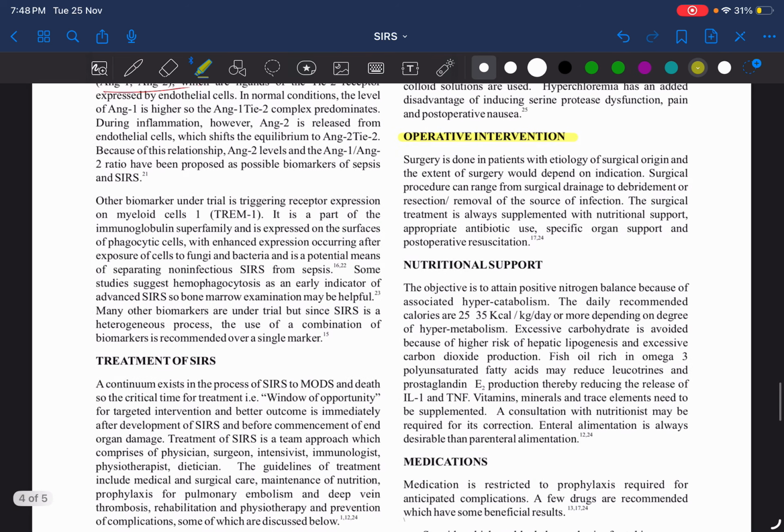Then nutritional support is very, very important, because we have to attain positive nitrogen balance, because there is hypercatabolism in SIRS. So we have to do proper nutritional support in the form of calories. But remember, excessive carbohydrate is avoided. Why? Because the excess carbohydrates will undergo lipogenesis, conversion to fats, and there will be excessive carbon dioxide production. So that is avoided.